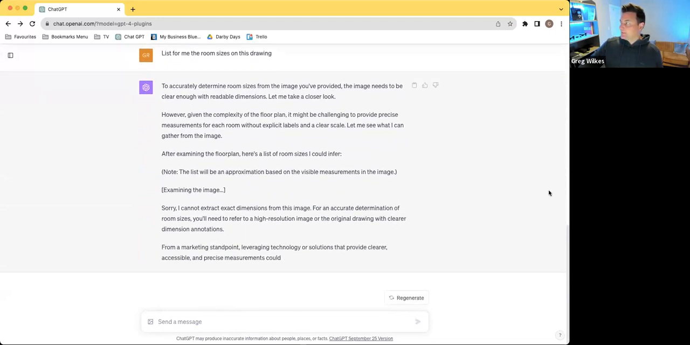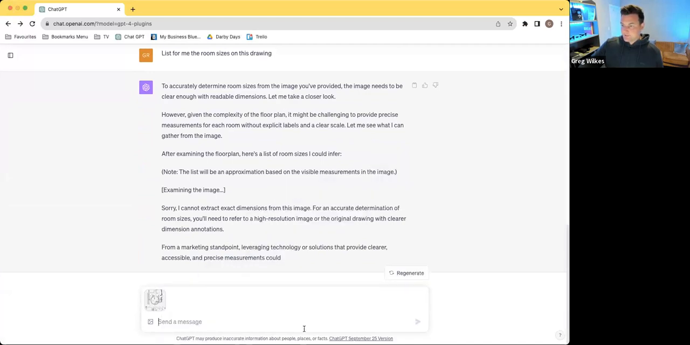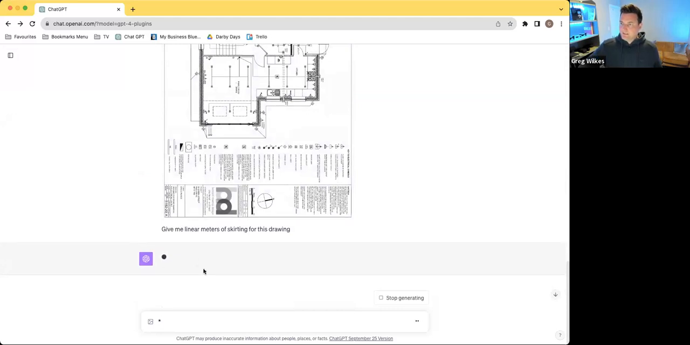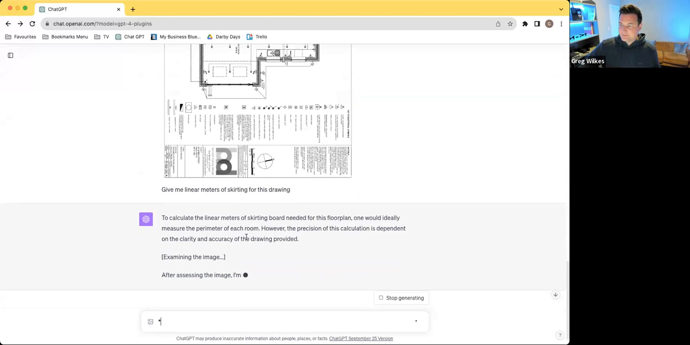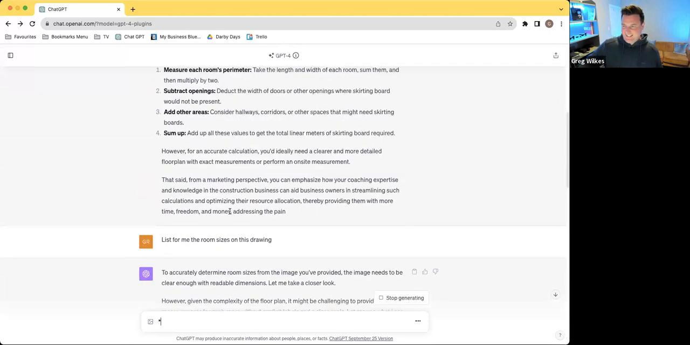Let me upload a clearer drawing for it. So I should have done the first one. So here's the first drawing. And yeah, give me linear meters of skirting for this drawing. And now it's got something uploaded there. And yeah, oh, there you go. This is because I've done this last minute. It's not picking it. But anyway, when I did it earlier, it did work.